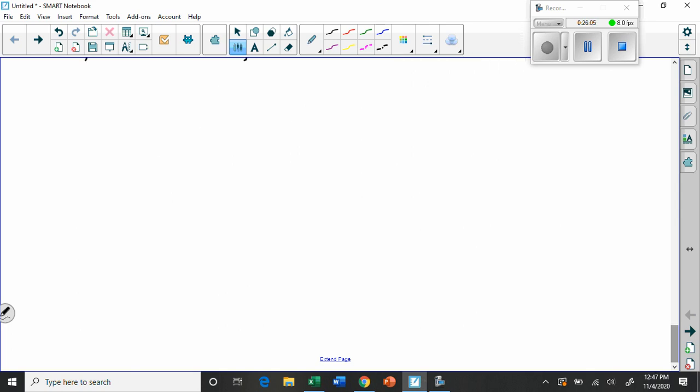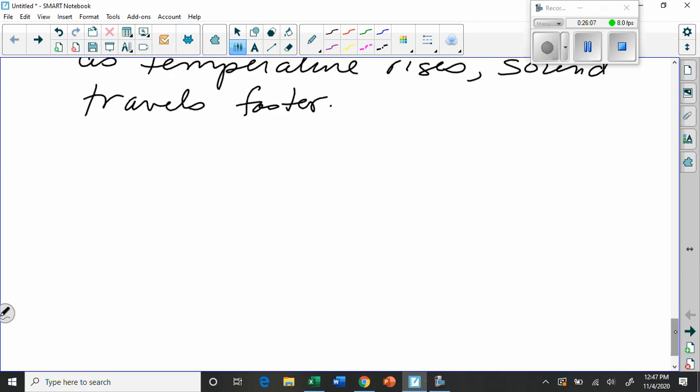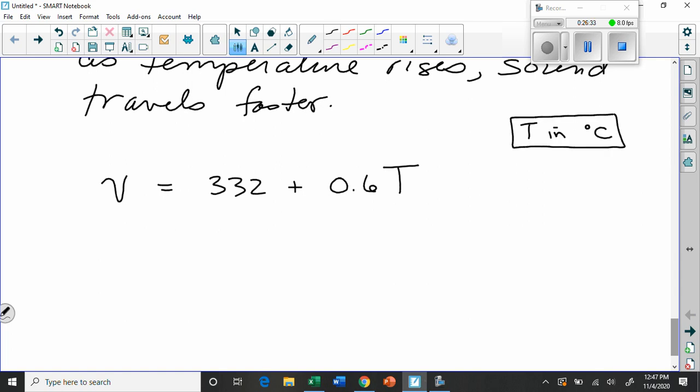And there's an actual mathematical relationship we can use to describe this. If you take the speed of sound in the air, it will be this base number, 332 meters per second, and then we have to add to that 0.6 times whatever the temperature is. And the temperature is in degrees Celsius when we use this equation. Degrees Celsius, okay? Not kelvins, which is what we often use in science. Temperature in degrees Celsius. So let's do some little problems here.